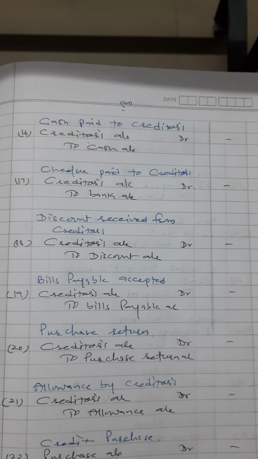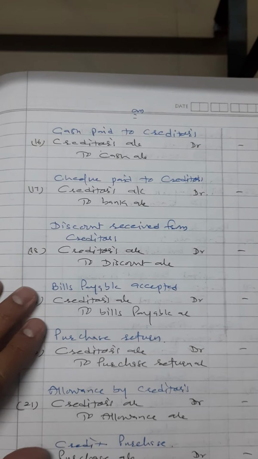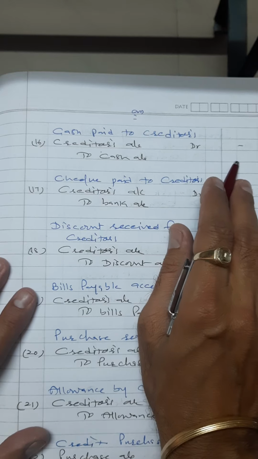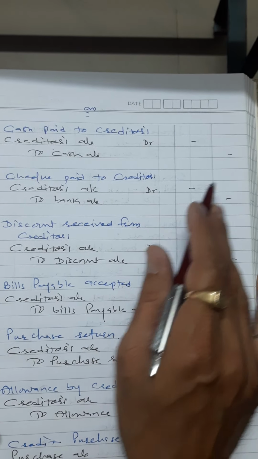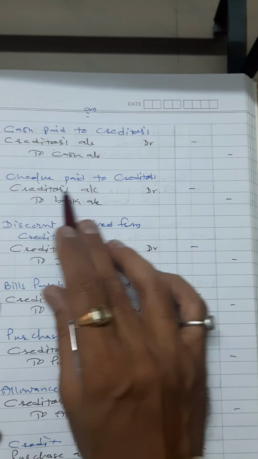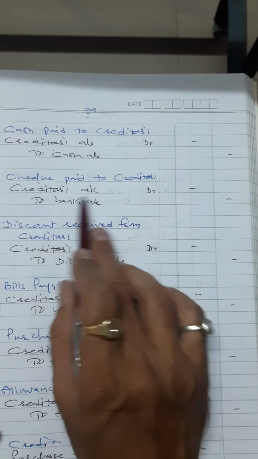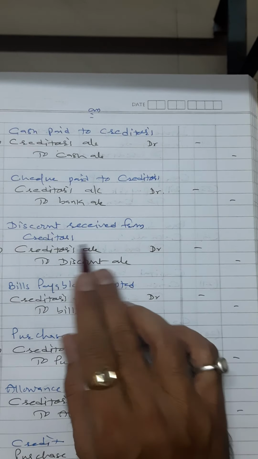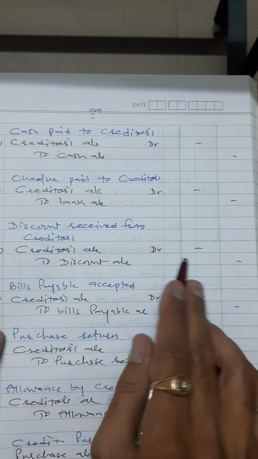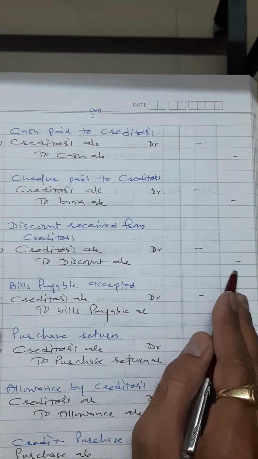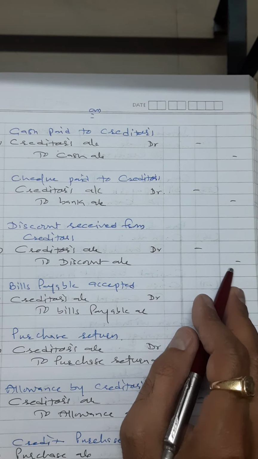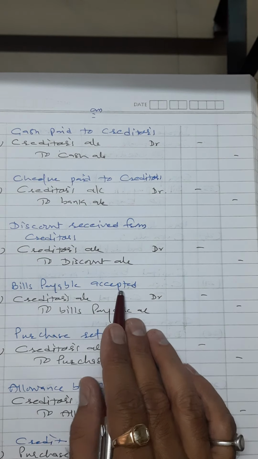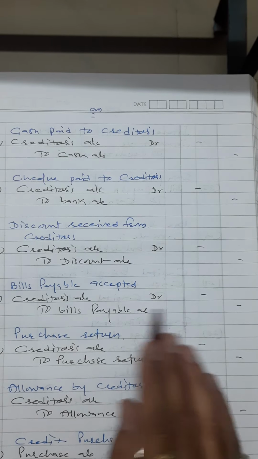Then after it is 16th number entry, cash paid to creditors. Creditors account will be debited and cash account will be credited. Check paid to creditor, creditors account will be debited and bank account will be credited. Discount received from creditor, so creditors account debit to discount account, or you may directly write it to the profit and loss account. Bills payable accepted or signed, so creditors account debit to bills payable account.